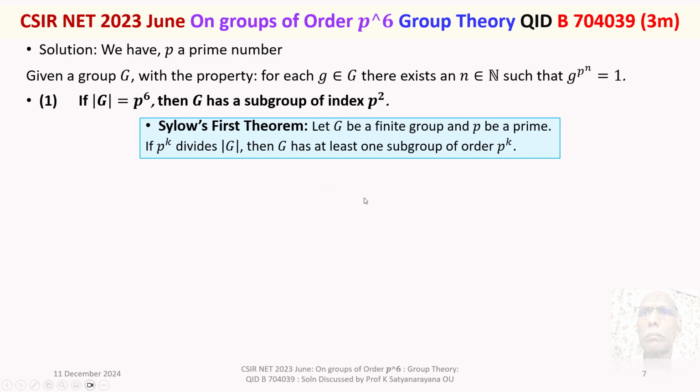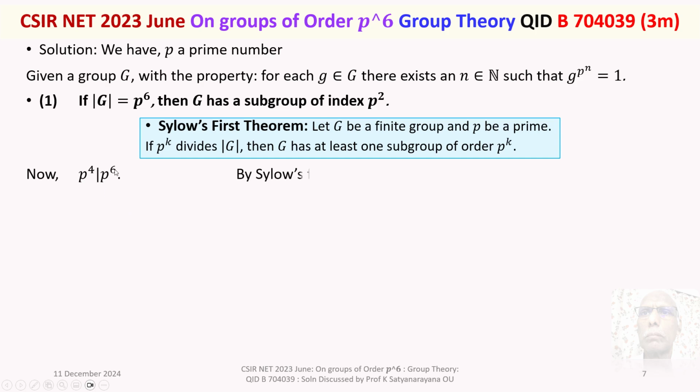Then what is the index of H in G? Because G is a finite group, the index of H in G is the order of G divided by the order of H. The order of G is P to the power of 6, the order of H is P to the power of 4. Therefore, the index is P power 6 by P power 4, which is P square. So that's the result. Yes, this is true.